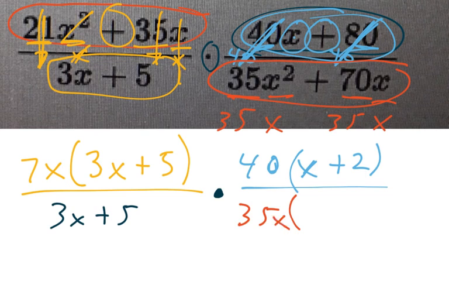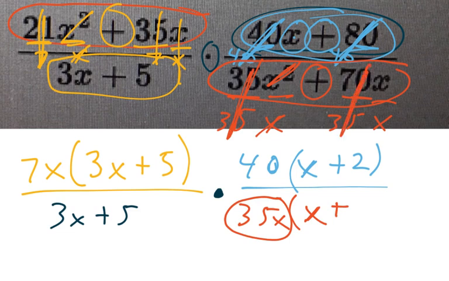So we're going to do a 35x here. So 35 over 35 leaves me 1. x squared over x is x. We have a plus. 70 divided by 35 is 2. The x's cancel each other out.